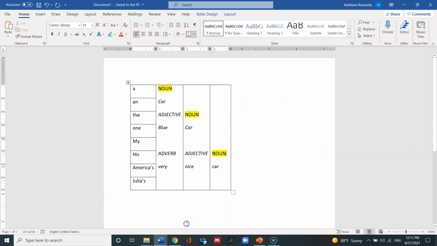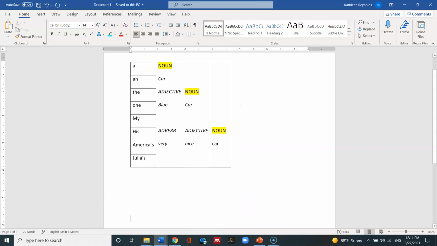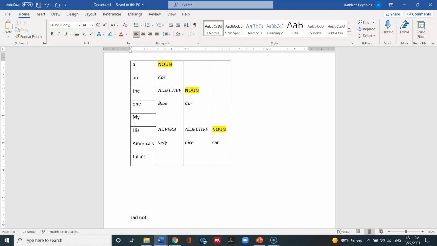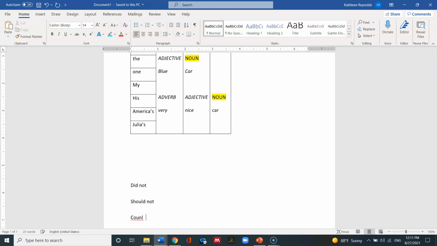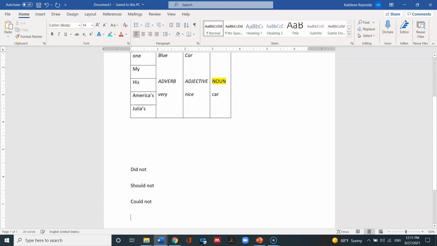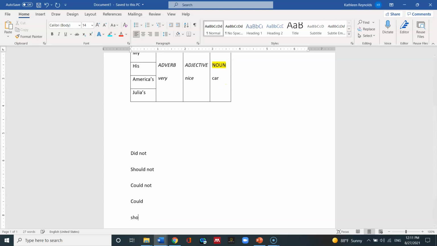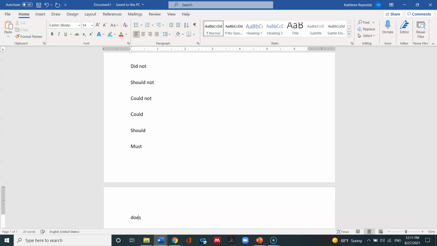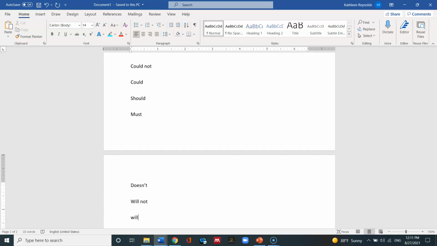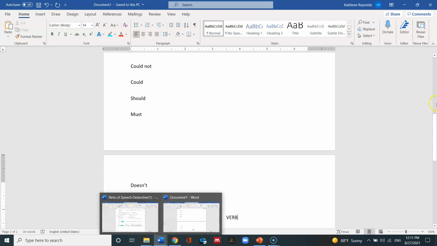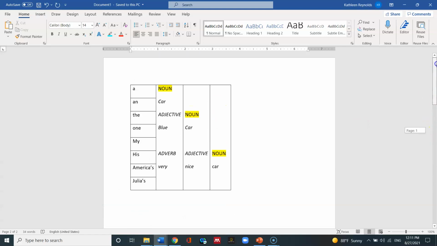So let's add that a little bit to our table here. So if we have did not, should not, could, should, must, doesn't, will not or will, all of these types of verbs, we're always going to follow them by a verb. Okay, so we really studied a lot about how to use verbs and how to use nouns, adjectives, and a little bit about adverbs.